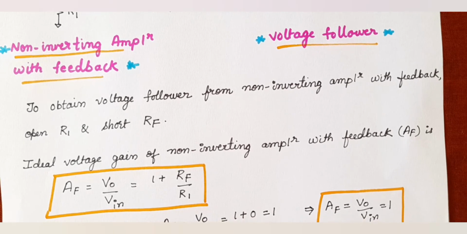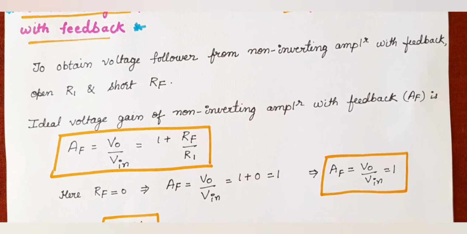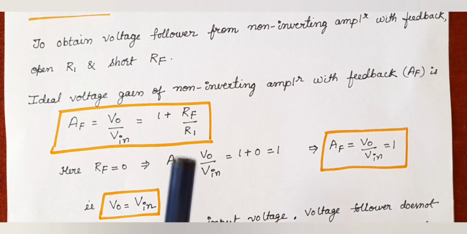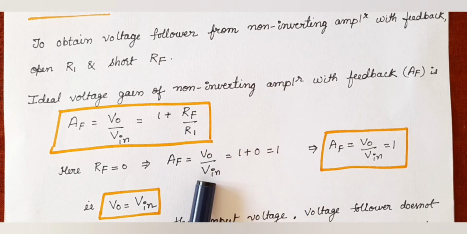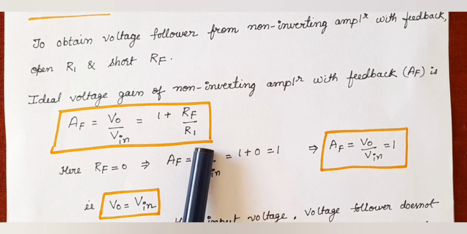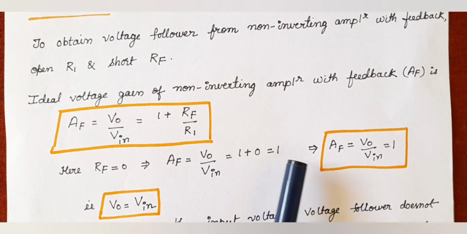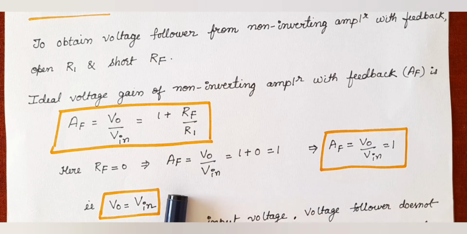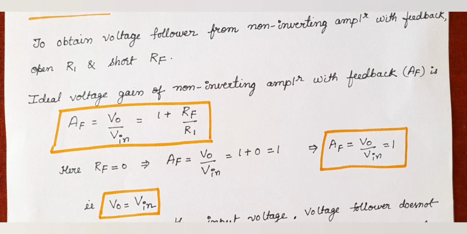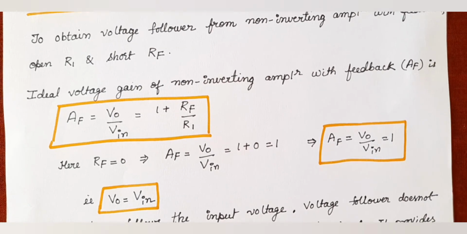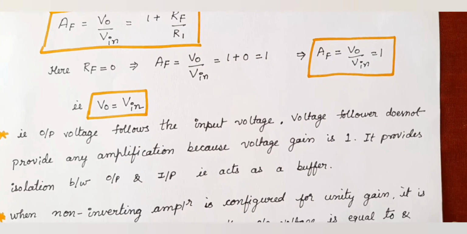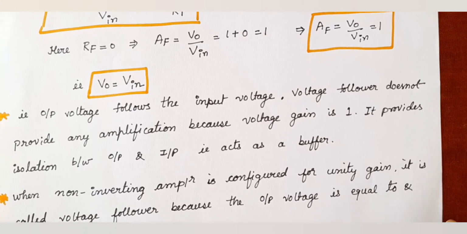Here in the voltage follower circuit, we have made RF short circuit. So what is the RF value? 0. So if RF is 0, we can write this gain equation as V naught by Vin is equal to 1. It means AF is equal to V naught by Vin is equal to 1, which can be rewritten as V naught is equal to Vin. That is, output voltage is equal to input voltage. That is written in words here. The output voltage follows the input voltage.